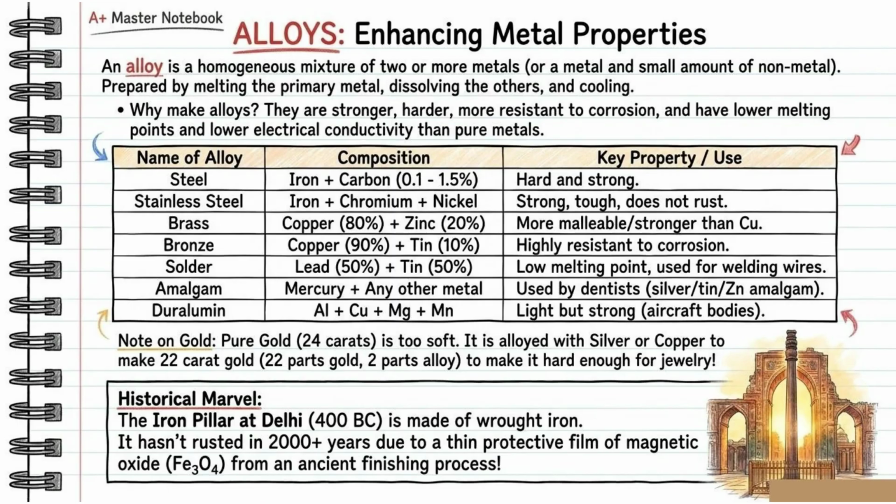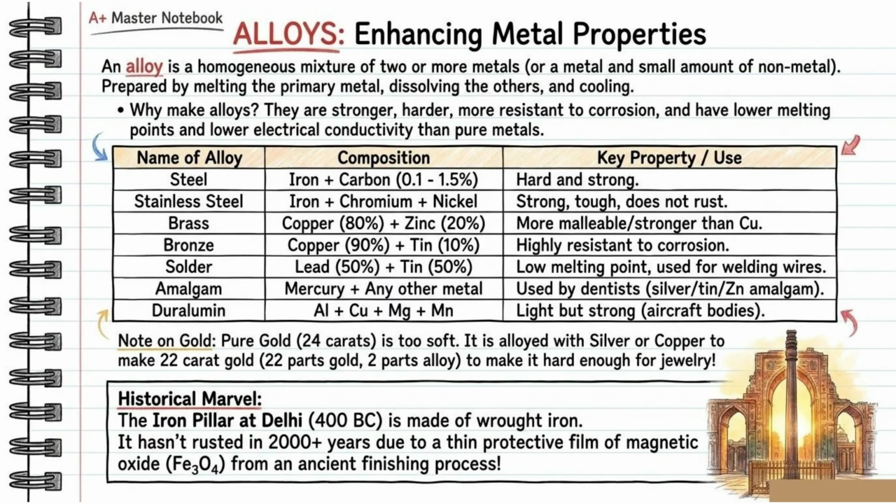Pure iron is too soft, but if we add 0.1 to 1.5% carbon, we create steel, which is incredibly hard and strong. If we mix iron with chromium and nickel, we get stainless steel, which is tough and absolutely will not rust. Brass is a mixture of 80% copper and 20% zinc. It is highly malleable and stronger than pure copper. Bronze is 90% copper and 10% tin. It is famous for being highly resistant to corrosion, which is why ancient statues survive today.